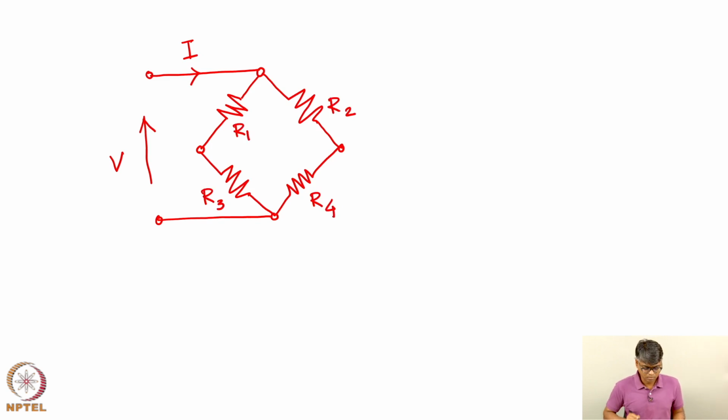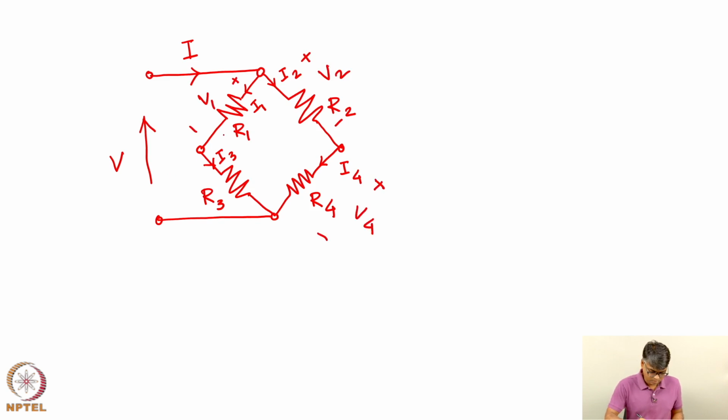Okay, let me also put some new variables. This is current I1. This is current I2. This is current I3, this is current I4, and likewise I have plus minus V1, the voltage drop across this resistor, V2, plus minus V4, and plus minus V3.